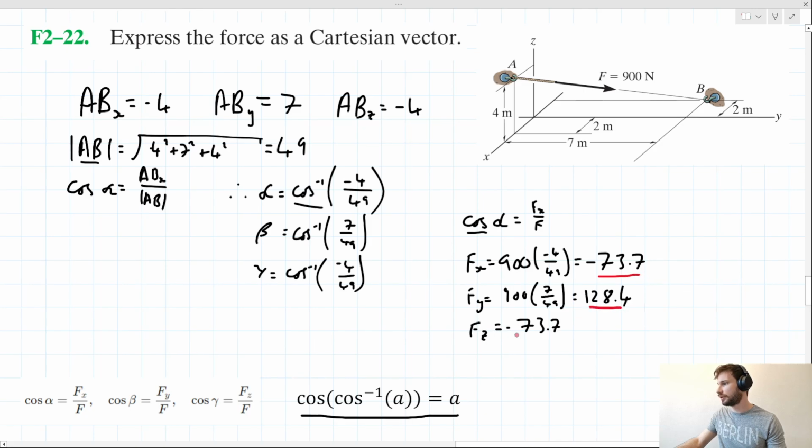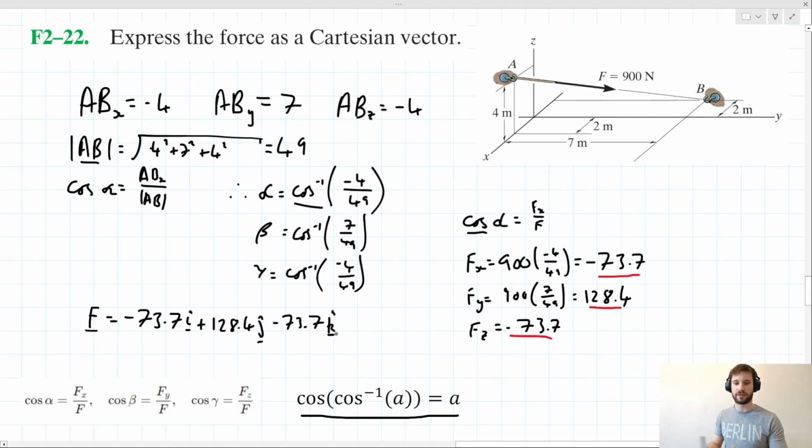So the question's asking, express the force as a Cartesian vector. All that's left to do really here is to write force F out as a vector now. So I'm just going to do it over here. We can say force F, underbar to show this as a vector, is equal to minus 400i plus 700j minus 400k. And there we have our solution.